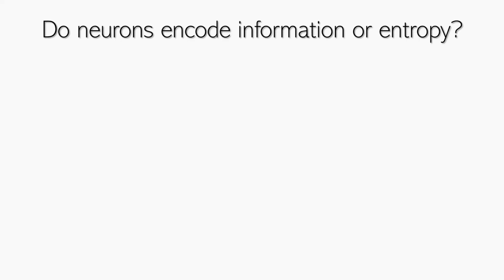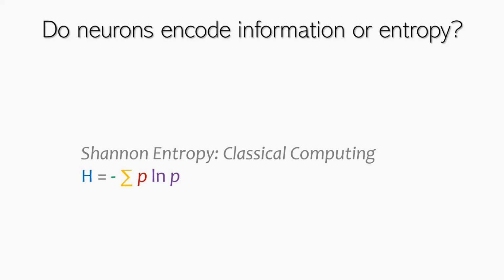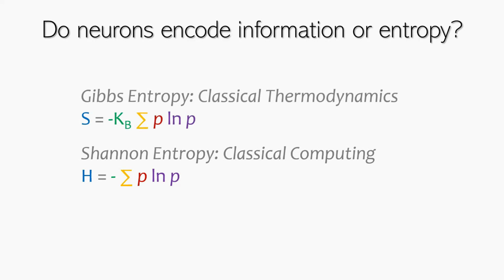To move forward here, I think it's worth recognizing the relationship between these two quantities. So Shannon information, which is used in classical computing, is the sum of all possible system states multiplied by the natural log of that number. Meanwhile, Gibbs entropy, which is used in classical thermodynamics, is also the sum of all possible system states multiplied by the natural log of that number, but now also multiplied by the Boltzmann constant.